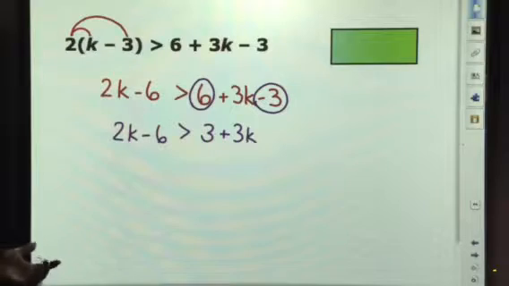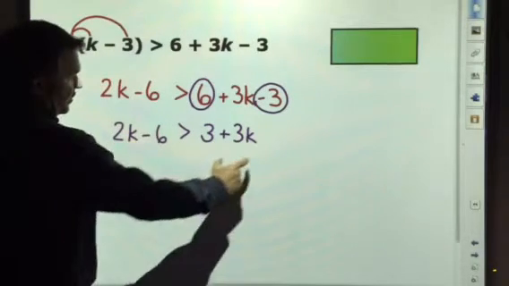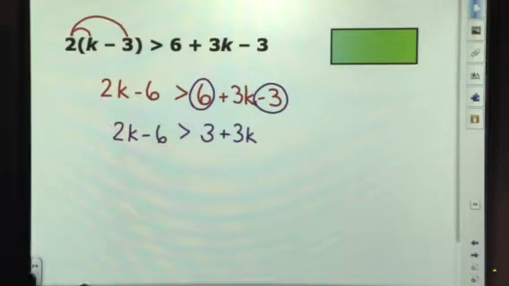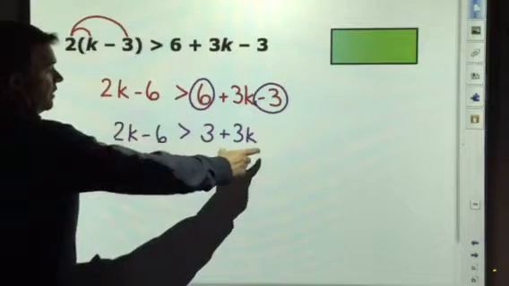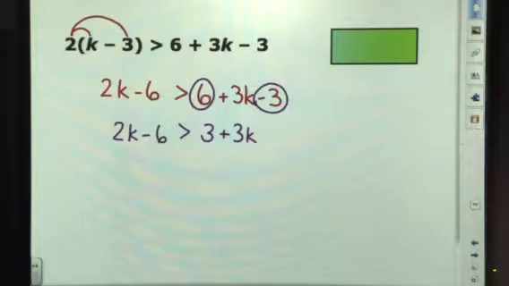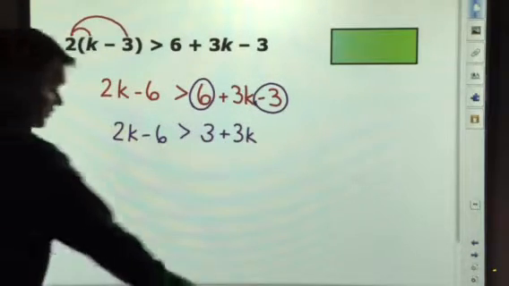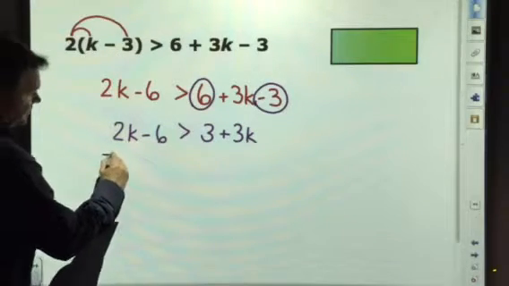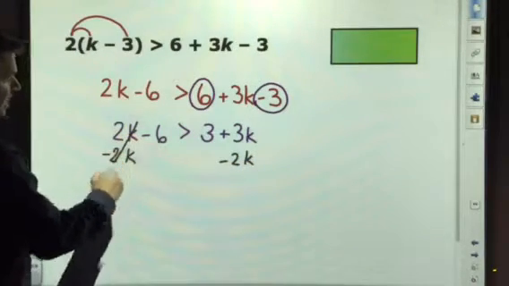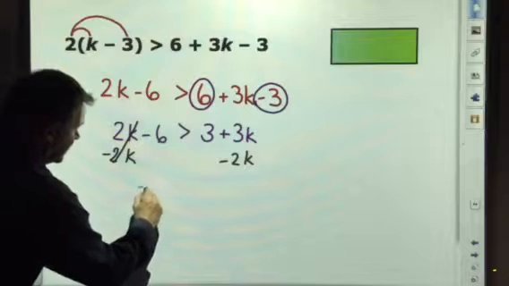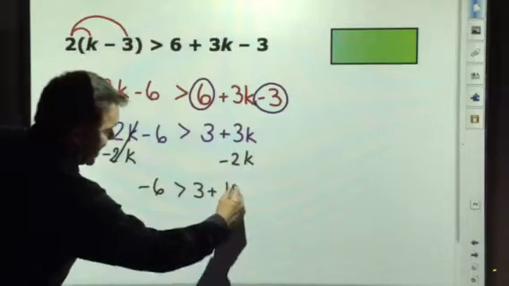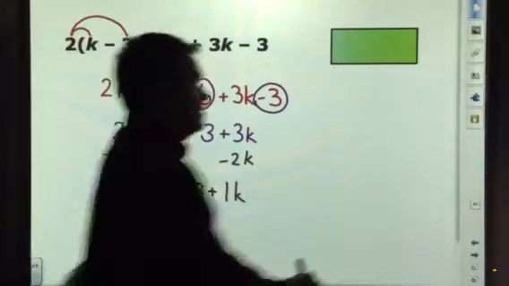Okay, look at the choices. I can either bring this 2k over to this side, so subtract 2k, and my variable will be left positive, or I could minus 3k and minus 3k, and then I would have a negative variable. It's your choice. I choose to keep this variable positive, so I'm going to subtract 2k on both sides. These will cancel out. And I'm left with negative 6 is greater than 3 plus 1k. Or you could just write k.